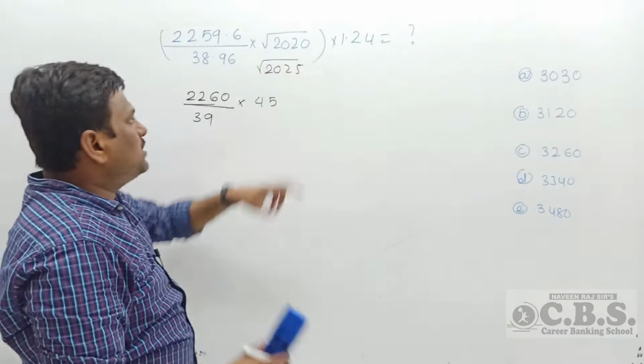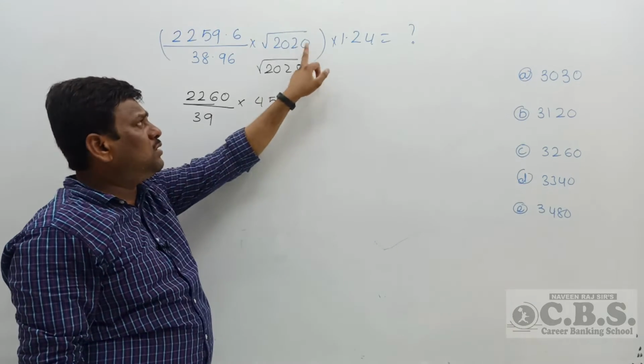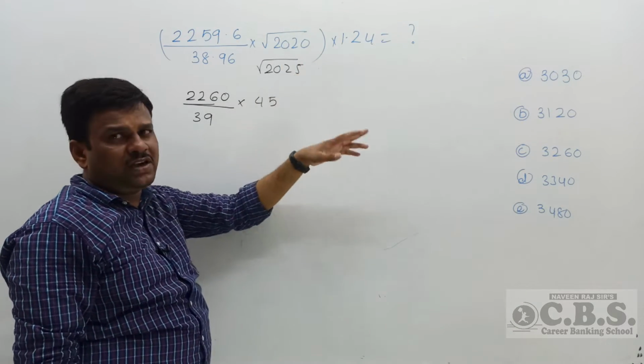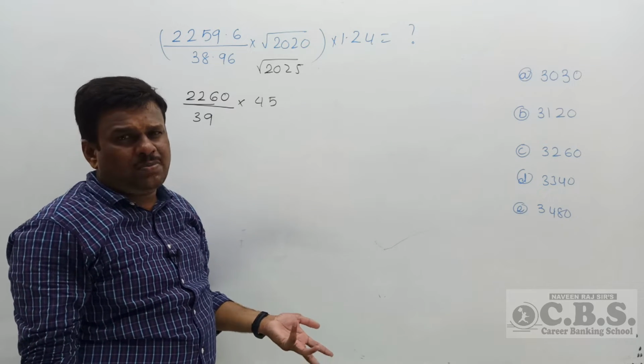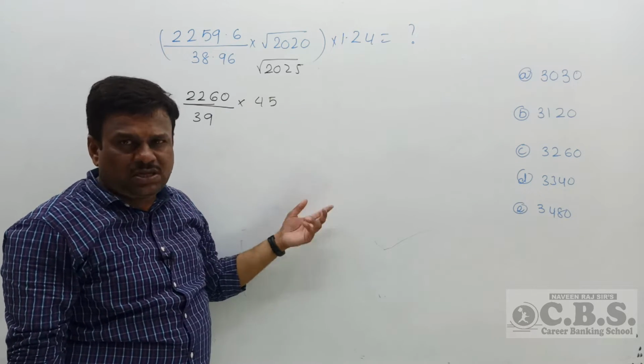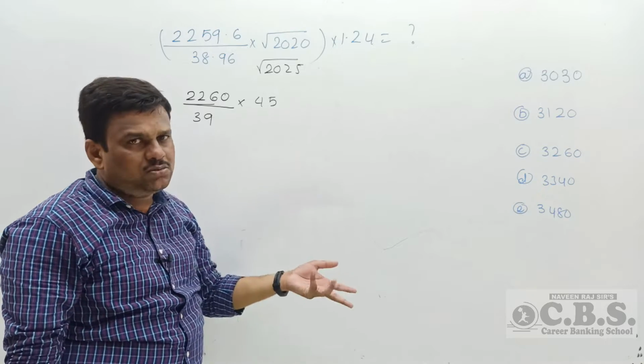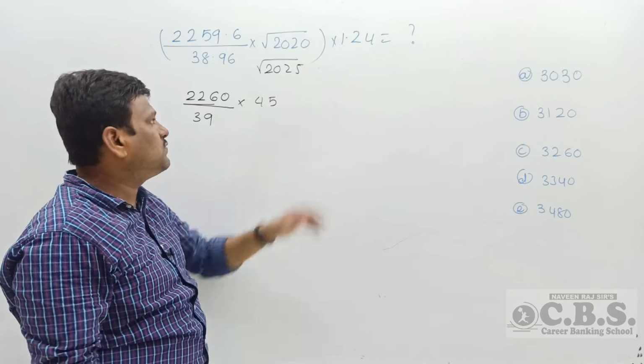What is the difference between 2020 and 2025? Only 5. So root 5 is approximately 2 point something. 2 is not a big value, so it's a small difference. You can take it as 45.